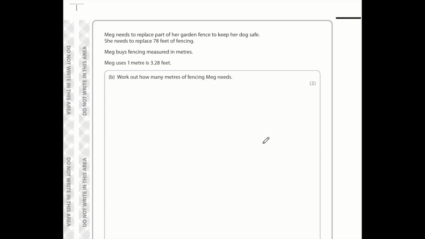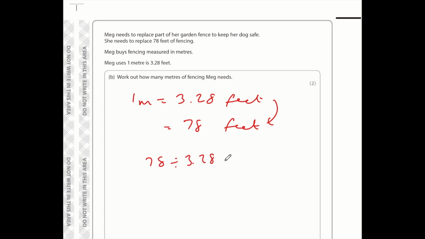Okay, this question is quite similar to what we've just done, converting the weight. So we know that 1 metre is 3.28 feet, and she's got 78 feet of fencing. So how many times greater is 78 than 3.28? Well, 78 divided by 3.28 is our calculation, and that is 23.78 times more. So we need to multiply the 1 by 23.78, which is of course 23.78 metres of fencing.